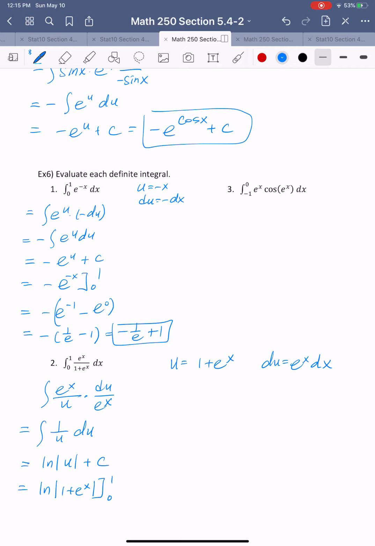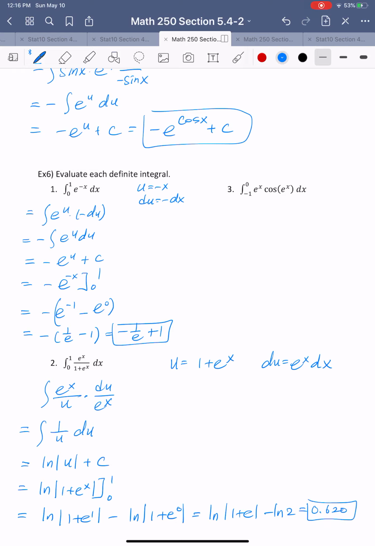Because once you go back to x, you can put the limits. And then you got ln of 1 plus e to the first power, subtract ln of 1 plus e to the 0 power. And then it will be ln of 1 plus e minus ln 2, which is 0.620.